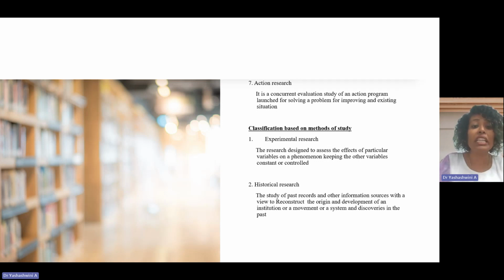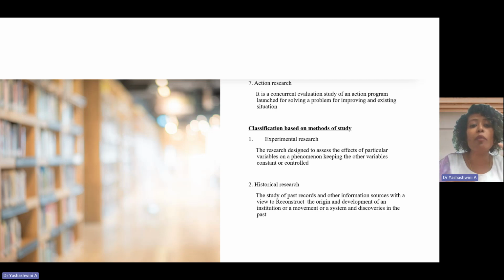This is with regard to concurrent evaluation of a program which is being implemented, such as, for example, the metro line project that came from the green line to the purple line. The reason was the green line was working very well, and then they came out with the purple line so that they could extend more support to individual travelers. So this is so-called ascertaining and concurrent evaluation of an existing program. That is called action research. Now, I have explained to you all the types of research under the purpose of study.